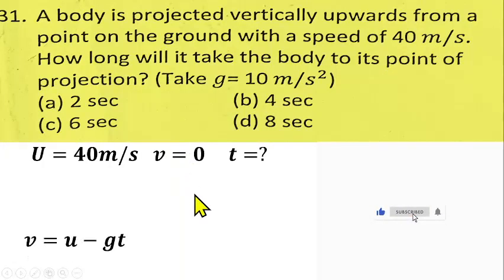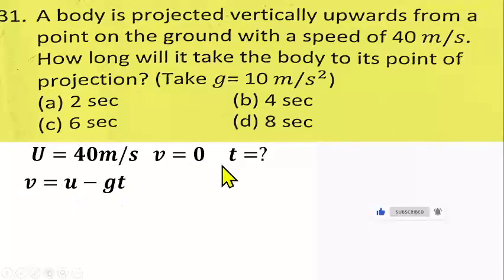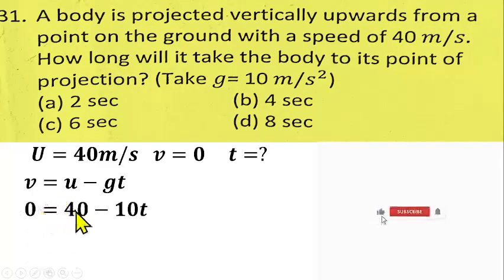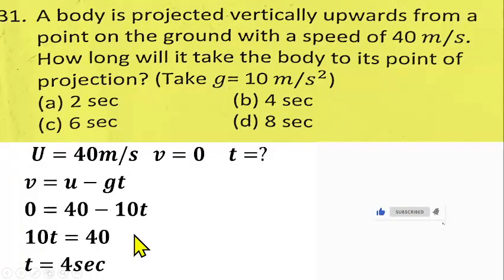So one of the equations of motion that we can use is v equals u minus gt. The reason why it is negative is that when you throw upward, it is against gravity, so the sign will be negative. Then if you substitute that, you have 0 equals 40 minus 10t. If you simplify further, 10t equals 40, so t will be equal to 4 seconds.